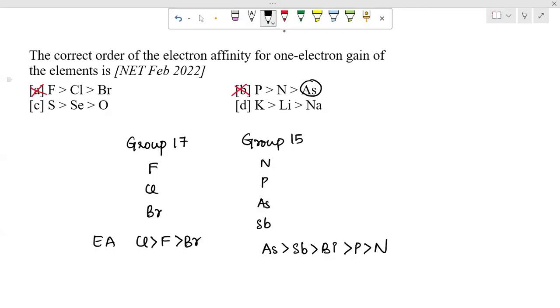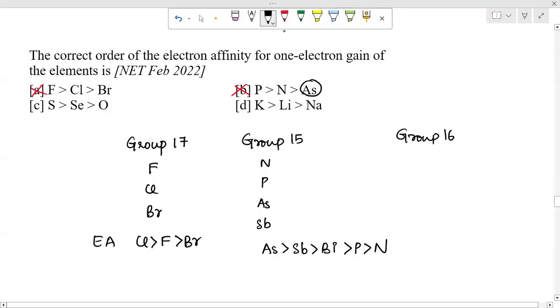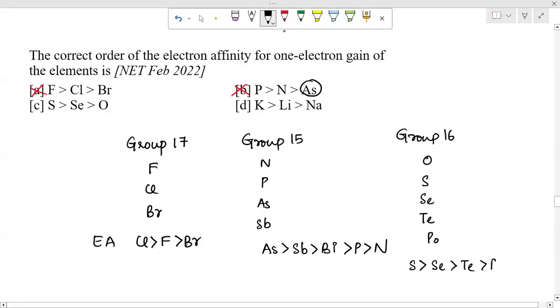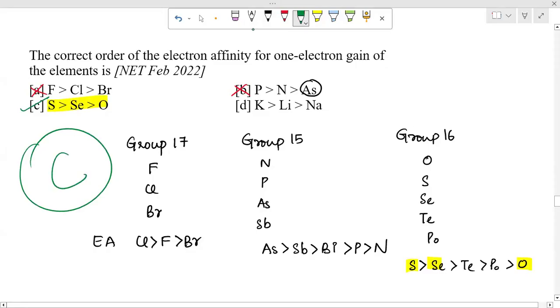Okay. Then group 16 is also given. That is option C, group 16. This is something that we discussed in our class. These are all those trends that are not following the general equations. So we have oxygen, sulfur, selenium, tellurium, polonium. And what was the trend of electron affinity? It is sulfur is the highest, selenium, tellurium, polonium, and lowest is oxygen. Sulfur, selenium, oxygen. That is the trend which is given over here. So C is correct. Correct option is option C.